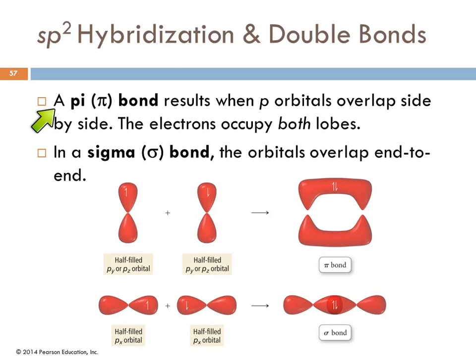So the pi bond happens when we get this side-by-side overlap. So we've got this half-filled orbital and this half-filled orbital, and they overlap side to side. The electrons occupy both lobes, but it's one orbital. It's one bond. The sigma is an end-to-end. So you can have a p orbital overlapping with the end of a p orbital, and you'll get a sigma bond. Or you can have a hybrid orbital overlapping with an unhybridized orbital. That's a sigma bond, end to end. It is kind of crazy.